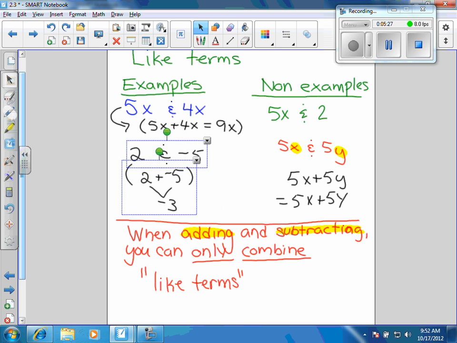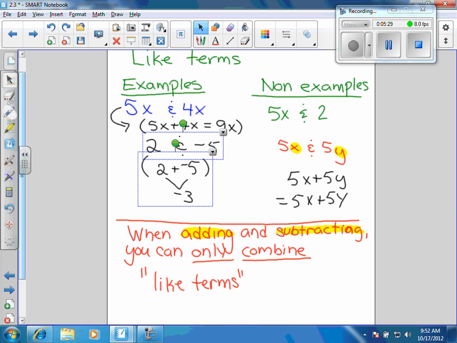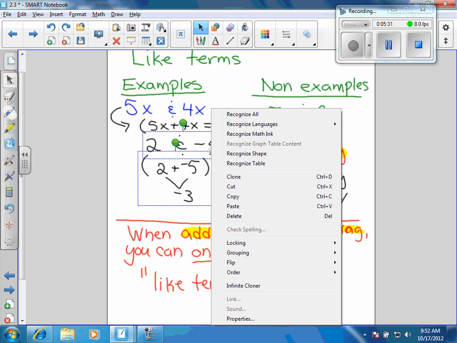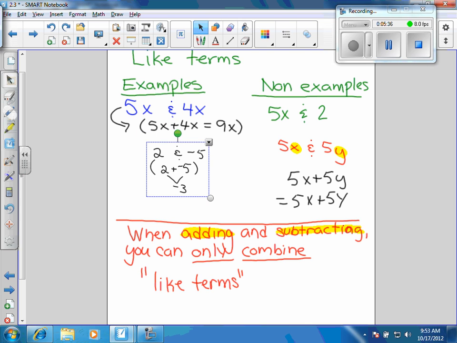So if we looked at another example, make a little room here. Another set of like terms would be 2/5 and 6 squared. Those are like terms because they're both numbers. Even though they look different, if they're just numbers, they're like terms. Because you could figure out 6 squared is 36. So you could add them.